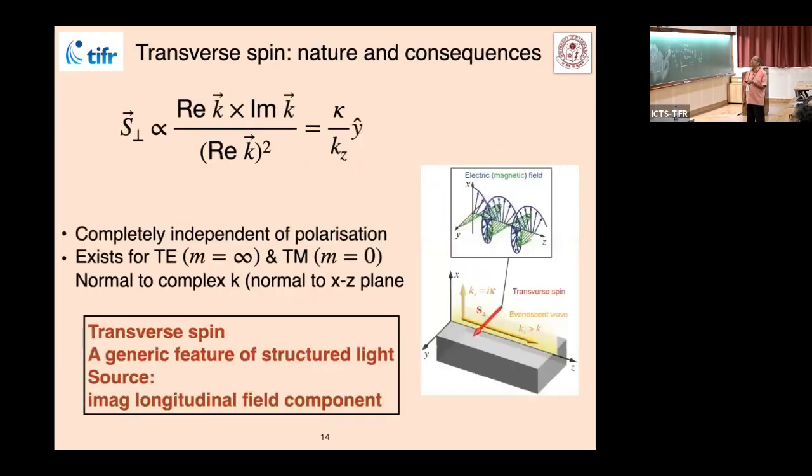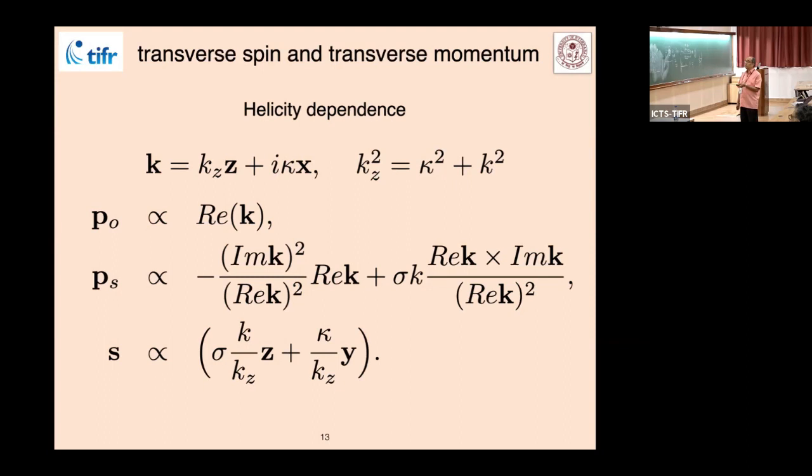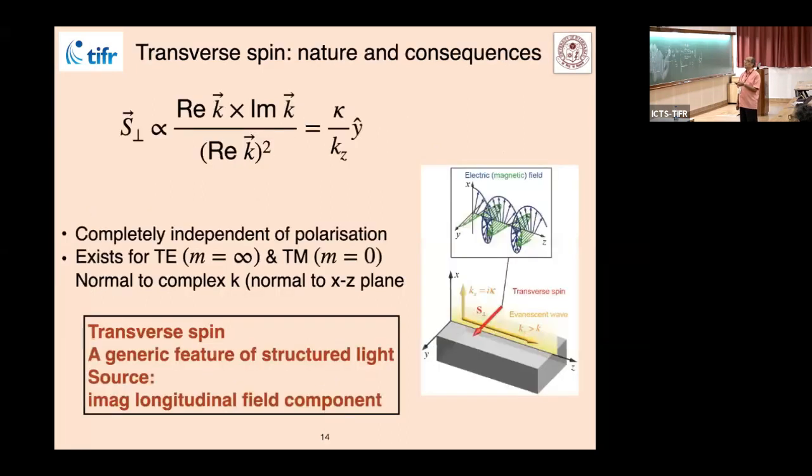Now I move on to transverse spin and its nature and consequences. The transverse spin we saw, I'm looking at only the transverse part of the spin. It is not the longitudinal part. I'm not looking at the longitudinal, sigma dependent part. I'm looking at the transverse part. So the transverse part is real part of k cross imaginary part of k divided by real part of k squared. And you translate it into simple language in our geometry. It is kappa divided by kz, and it is directed along the y direction, perpendicular to the plane of incidence.